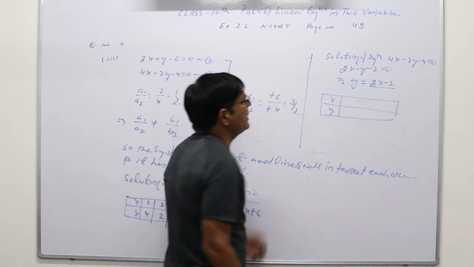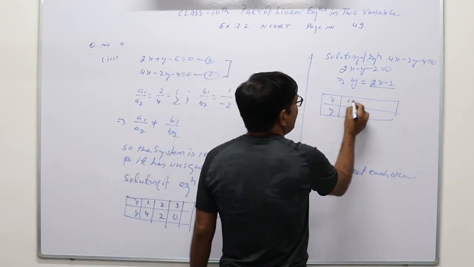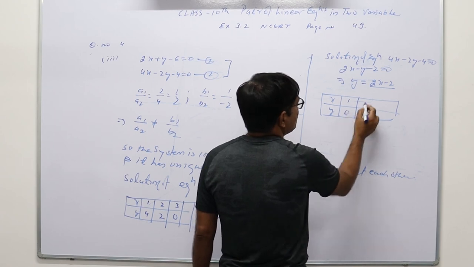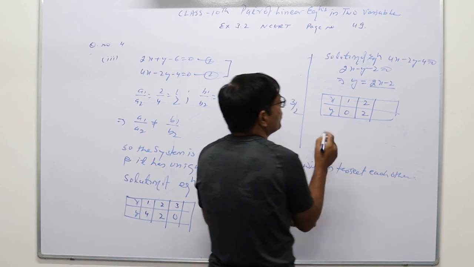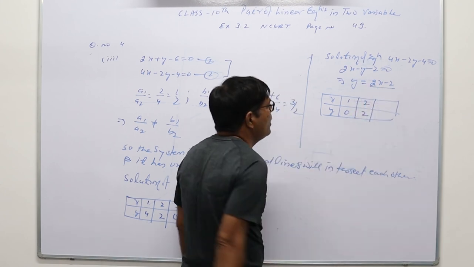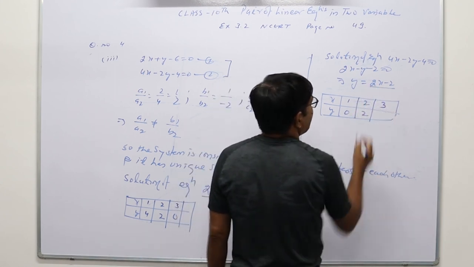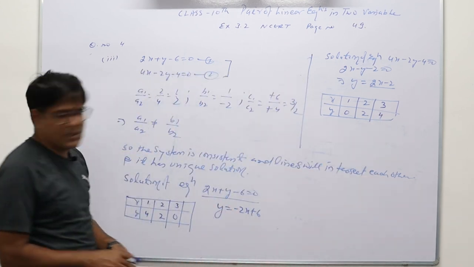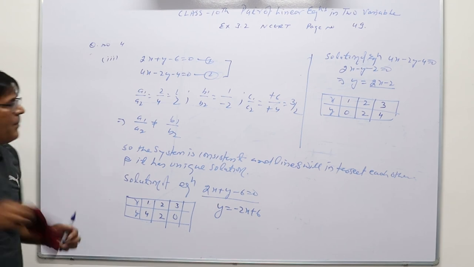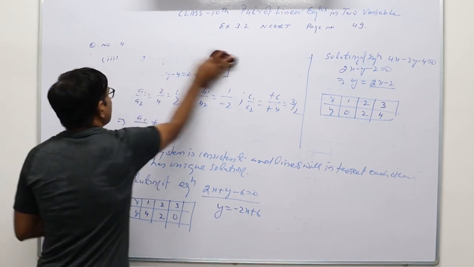If we put x is equal to 1, then y will be equal to 0. If we put x is equal to 2, then y will be equal to 2, because 4 minus 2 is 2. If x is equal to 3, then 6 minus 2 is 4. So these will be the solution set. Now draw the graph of these two equations.